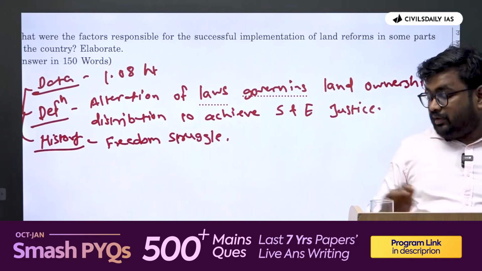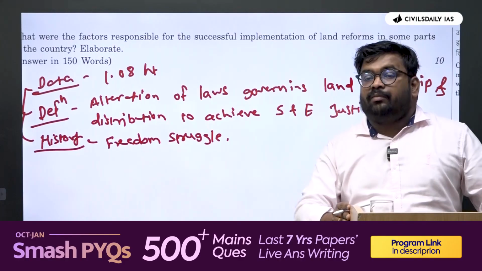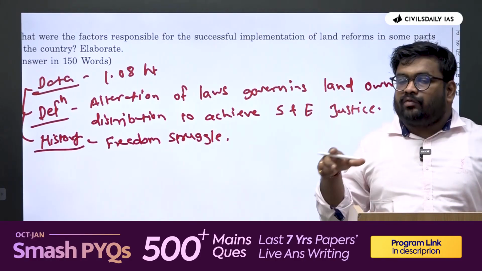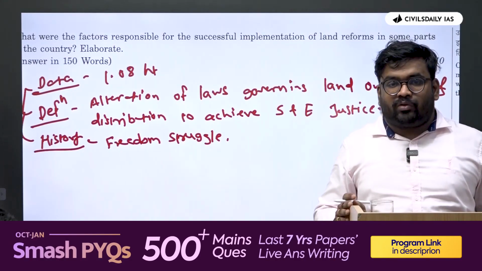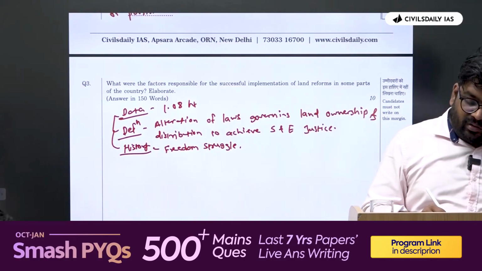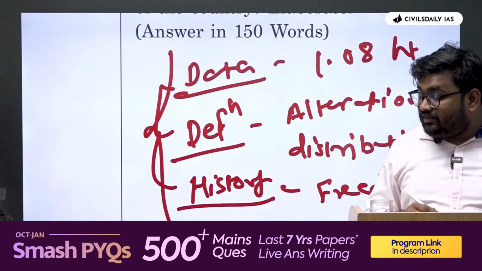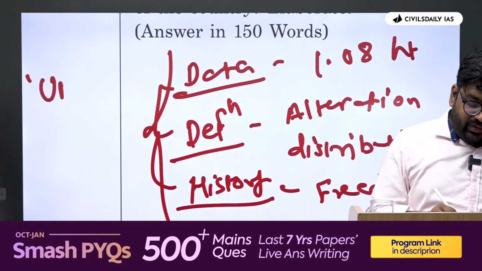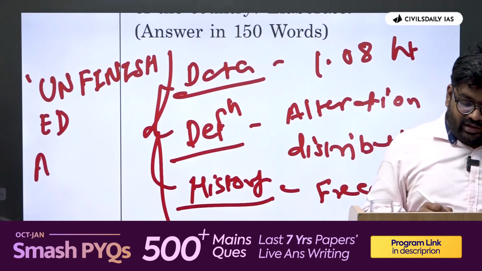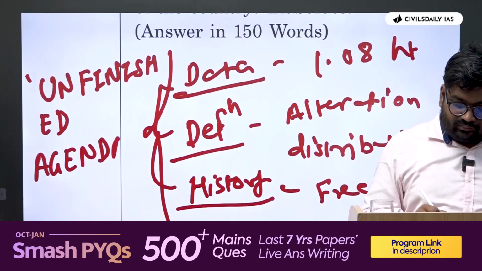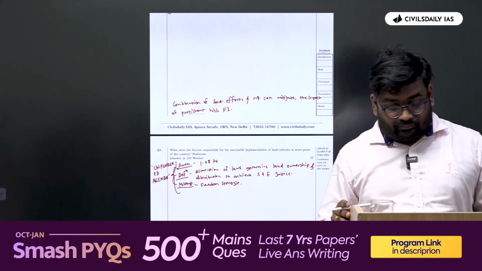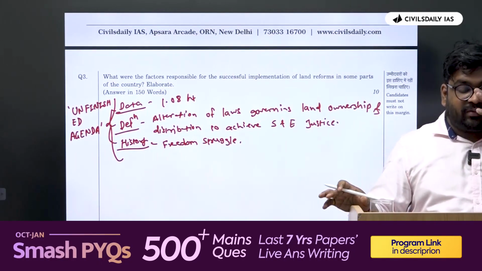You can use any one of the ways, but as the demand of the question is with respect to the partial success, that means the core theme of the question is issues with respect to land reform. So you have to address that part by mentioning, for all the three, in the next sentence, however, it has remained an unfinished agenda. So out of these three, you can use any one of the ways.